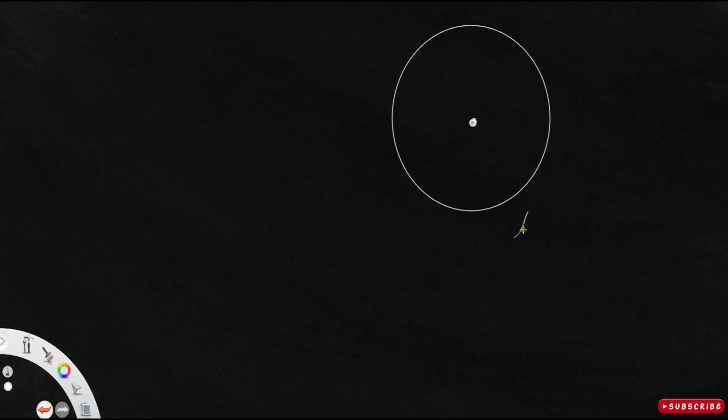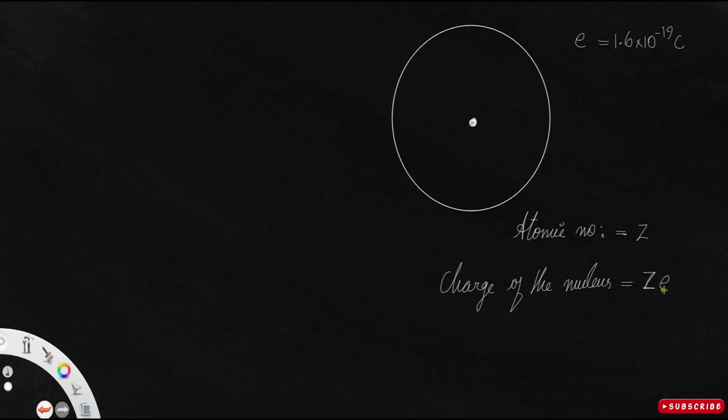And if the atomic number of this atom is equal to some Z, the charge of the nucleus will be, since we have Z number of protons, and the charge of a proton is e, that is 1.6 × 10^-19 coulomb, positive. So the charge of the nucleus will be the number of protons, Z, times the charge of a proton.